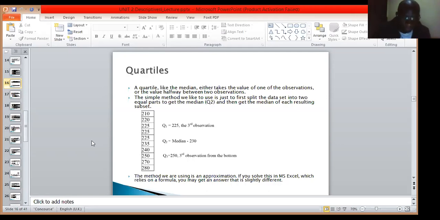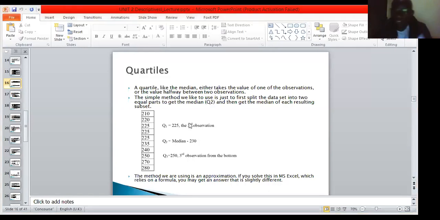So for the first quartile, it will be the third observation. You break your measurements into 4 parts. In the first part, the third observation, that is your first quartile. And the third observation from the last measurement will be your third quartile. If you look at these illustrations here, we have arranged our data in order, starting from 210, 220.